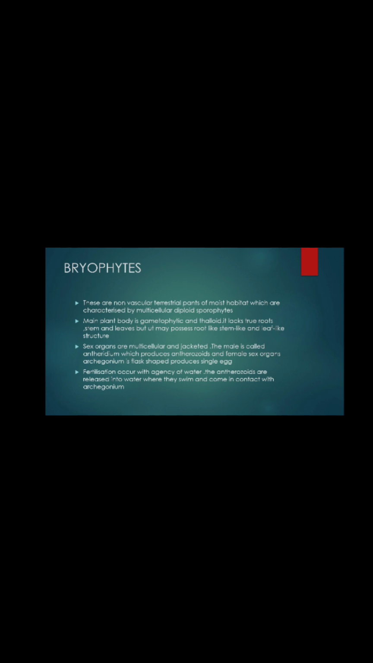Sex organs are multicellular and jacketed. The male is called antheridium, which produces antherozoids, whereas the female is called archegonium, which produces a single-celled egg. Fertilization occurs with the agency of water. So with the help of water, fertilization occurs. Antherozoids, which are released into the water, swim and come in contact with the archegonium.